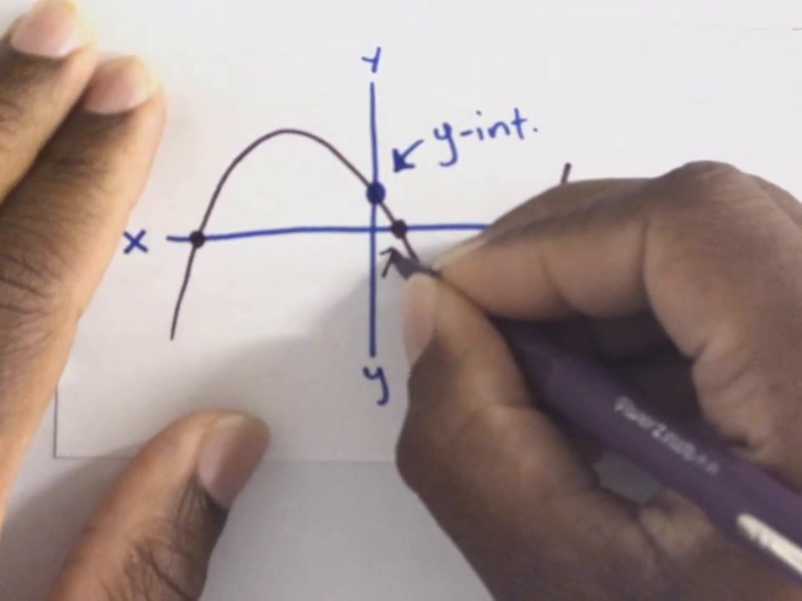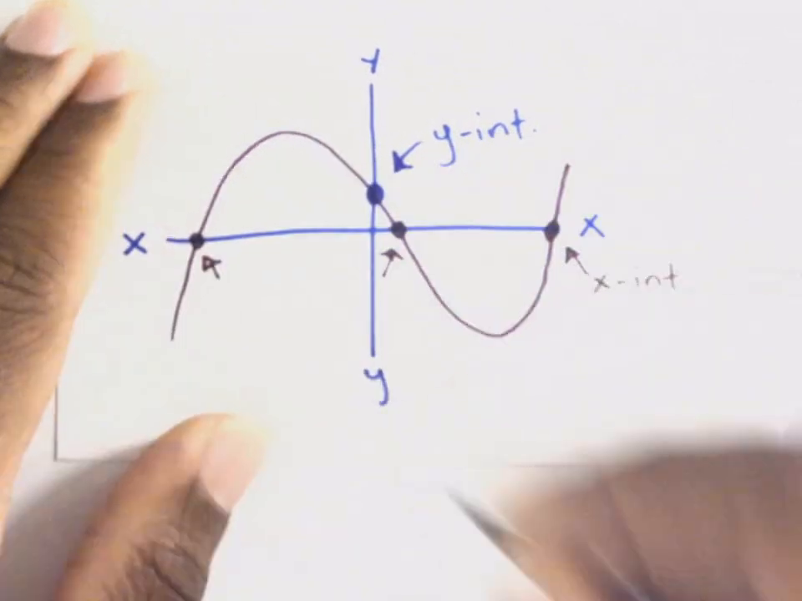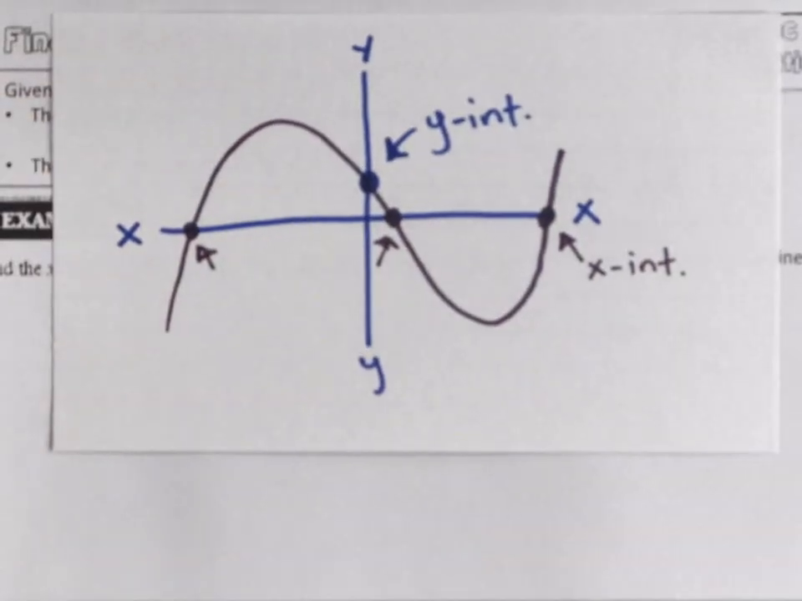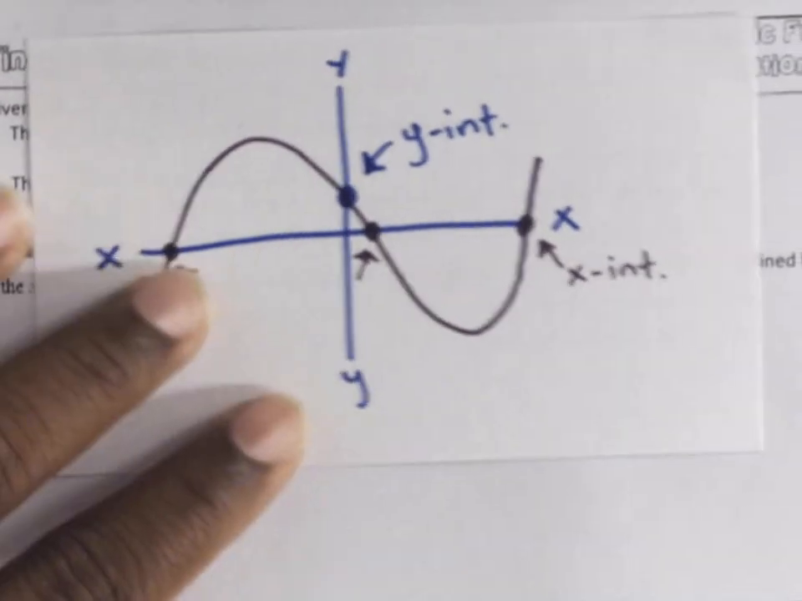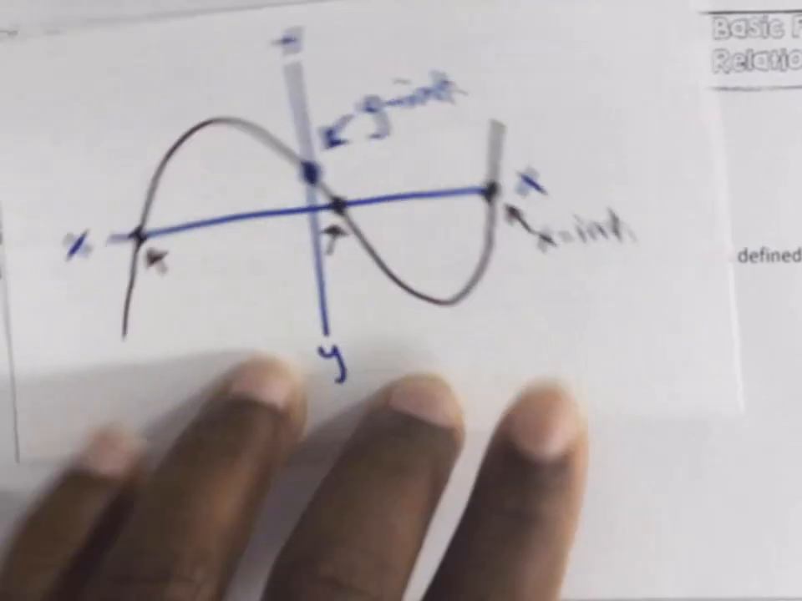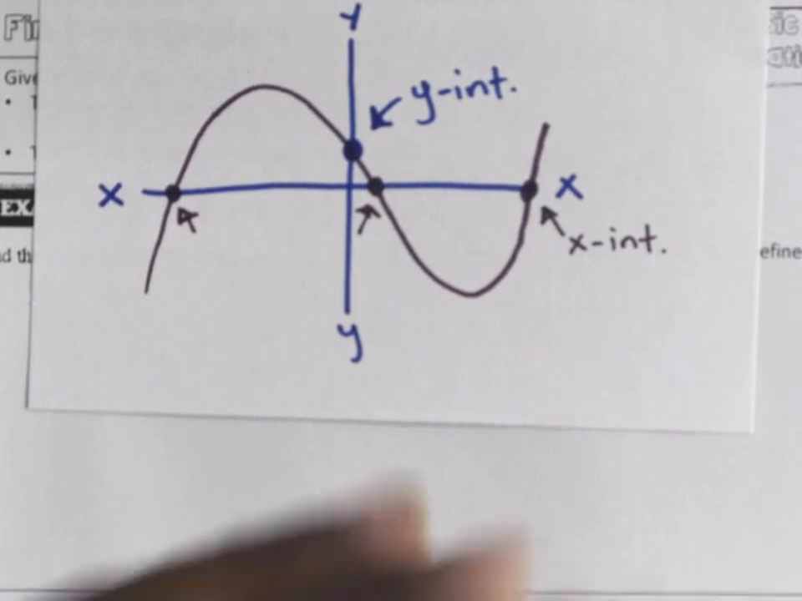We got x-intercepts as well. Okay, so these are pretty easy to find when you're looking at a graph. It takes a little bit more work when we actually have a function and we want to find the x-intercepts. All right, questions on what an intercept is?